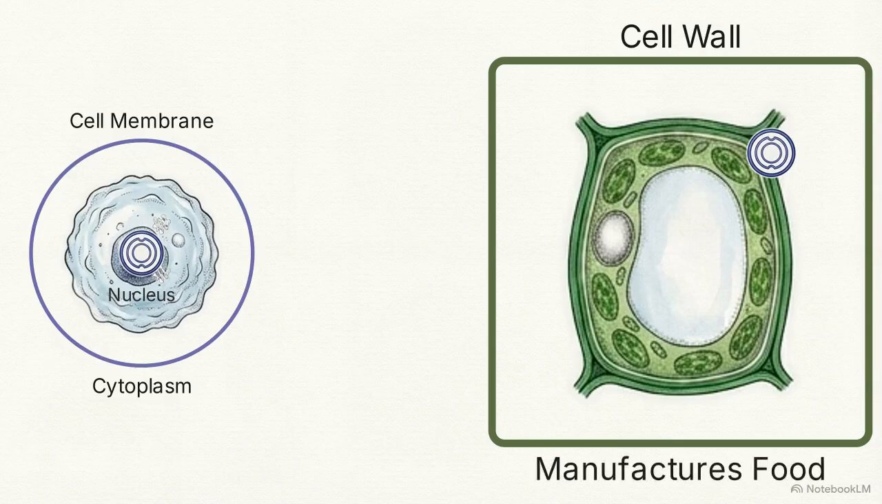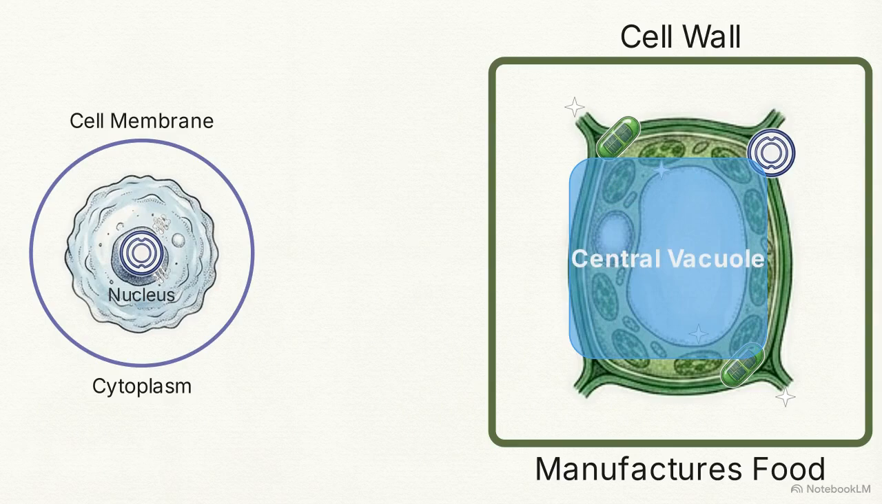They do this using green, pill-shaped structures called chloroplasts, microscopic solar panels that trap sunlight and convert it into chemical energy. They also feature a massive internal water tank known as a central vacuole. By storing water and dissolved nutrients, the vacuole maintains internal pressure, keeping the entire plant firm and upright.